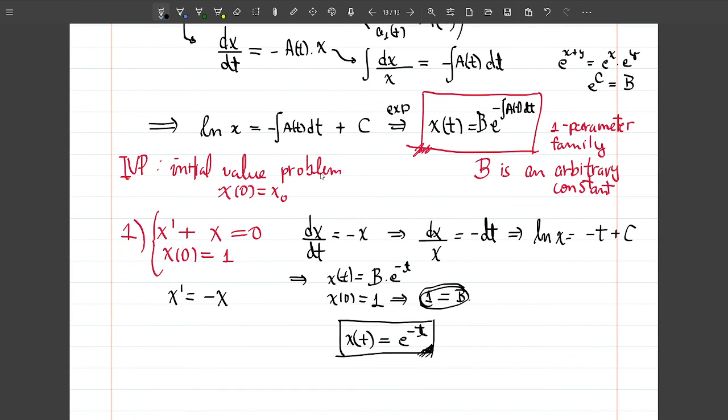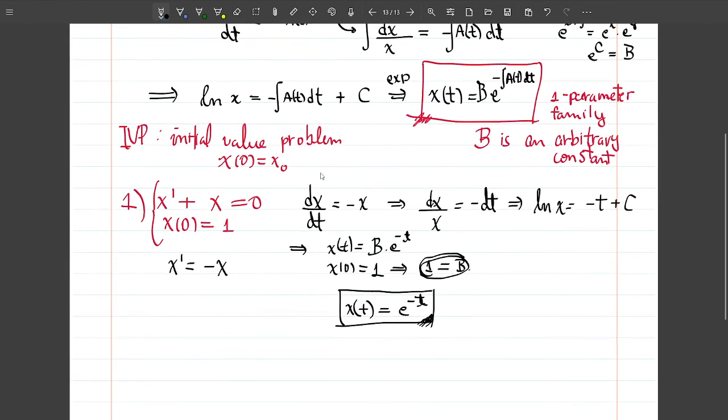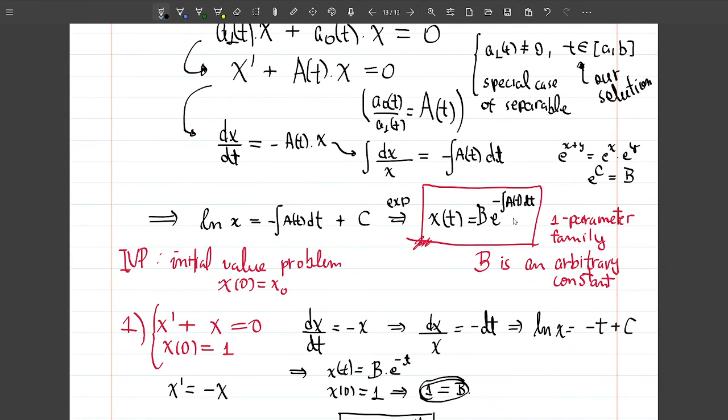The only difficulty would be finding this integral of capital A of t. Sometimes this function A of t could be a function that cannot be integrated to find an elementary function, but we can use numerical methods to integrate and find our solution.